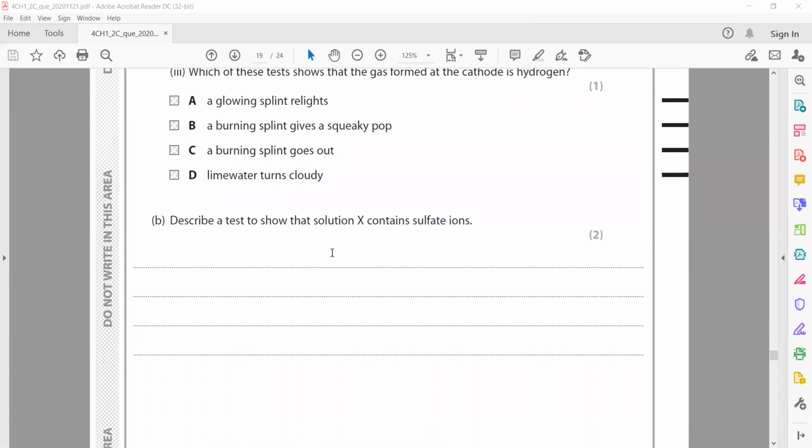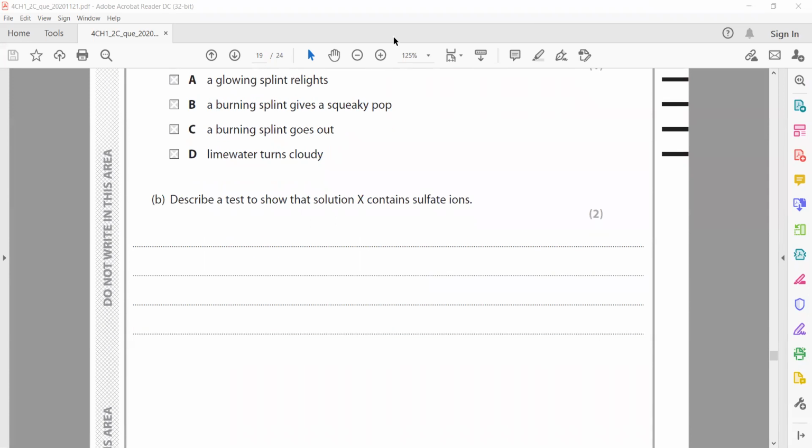Describe a test to show that solution X contains sulfate ion. For the test for sulfate ion, add acid followed by, the acid is already there, so followed by barium nitrate, and the observation will be a white precipitate, which is due to barium sulfate.